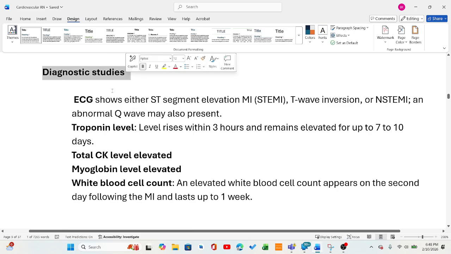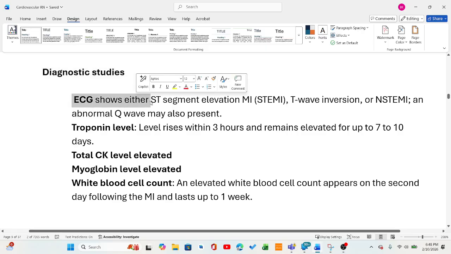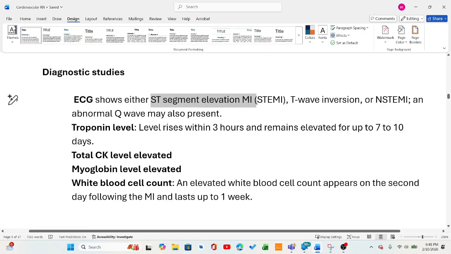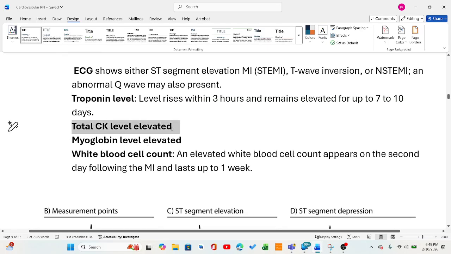The diagnostic studies. The first thing we talk about is going to be EKG. In this case, the ST segment will either get elevated or will not be elevated at all. But remember, we talked about the labs: the troponin levels will go up. The creatinine kinase will also go up as well. Then we also have myoglobin levels that will also go up. And then the white blood cells, we know now that white blood cells will go up. But in this case, temperature will remain the same.